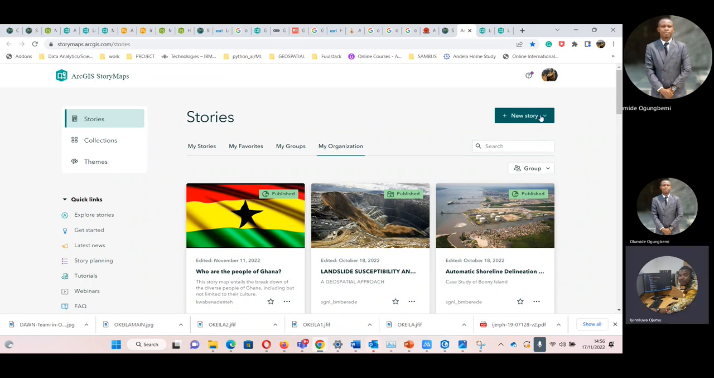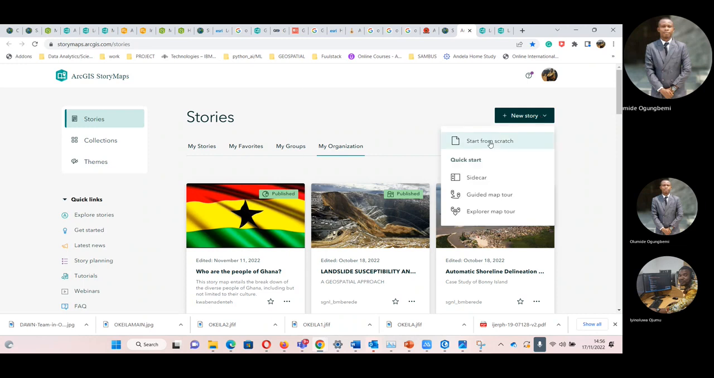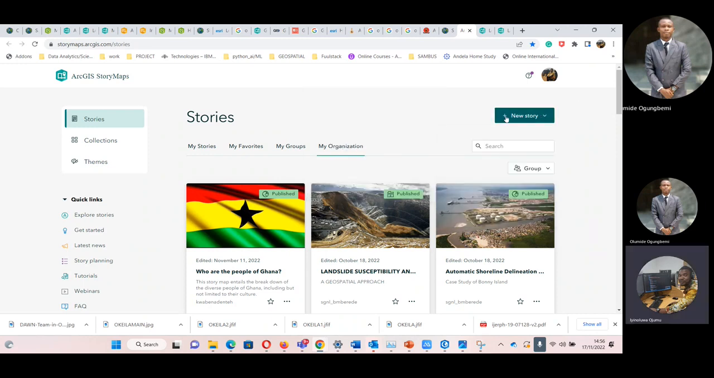All right, so this is how to create a story map. Once you have launched your ArcGIS Online, go to your app launcher and go to Story Maps. So we want to start a story map now.